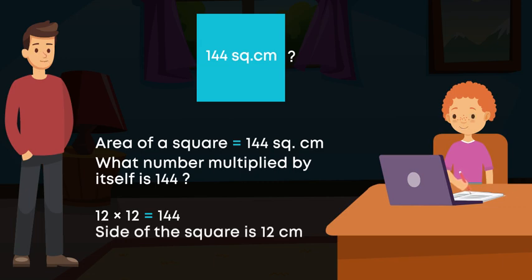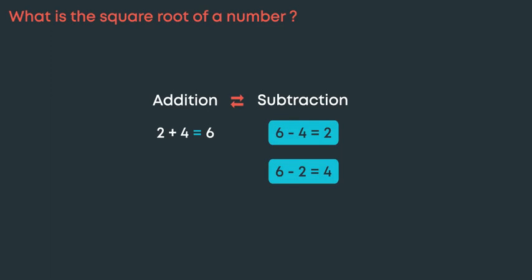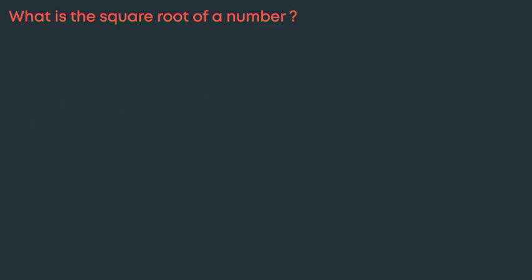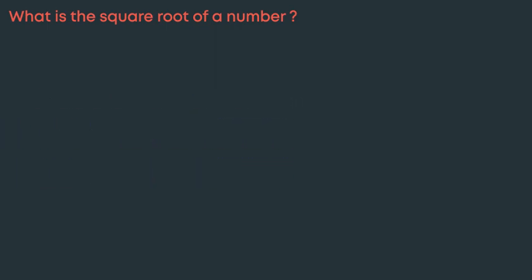Perfect. 12 is also the square root of 144. What is the square root? Let us understand what is the square root of a number. We know that the inverse operation of addition is subtraction, and the inverse operation of multiplication is division. In the same manner, the inverse operation for squaring a number is finding its square root.